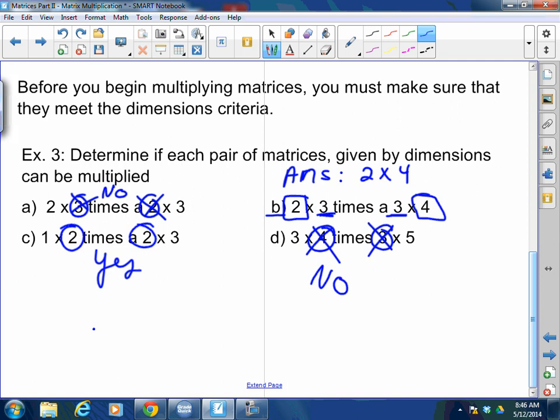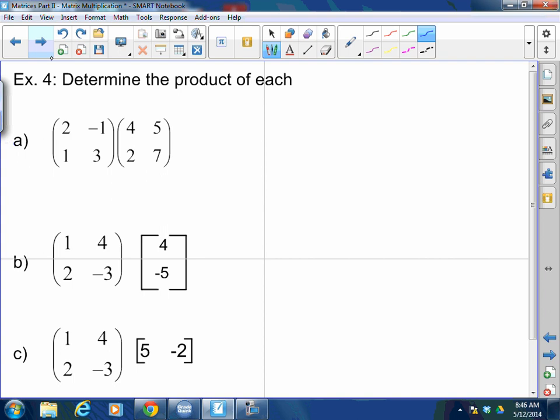So before you do any multiplication of matrices, whether it's a test or a quiz or an SAT homework, always make sure that you can multiply them. Always make sure that you're able to. Okay? Does that make sense, guys? All right. Let's do an example.